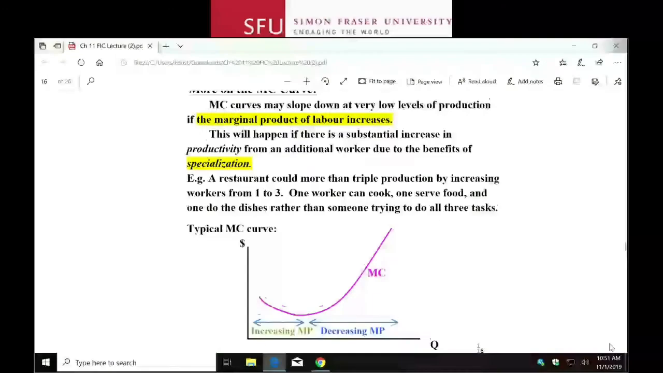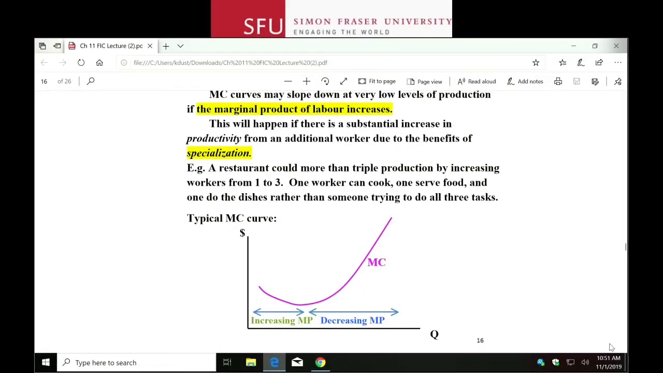Okay, so in the diagram then, where the marginal cost is going down, that is where your business is experiencing more productivity or increasing marginal product. And then when your marginal costs start to rise, that's at the point where the productivity starts to go down. So you've got decreasing marginal product.